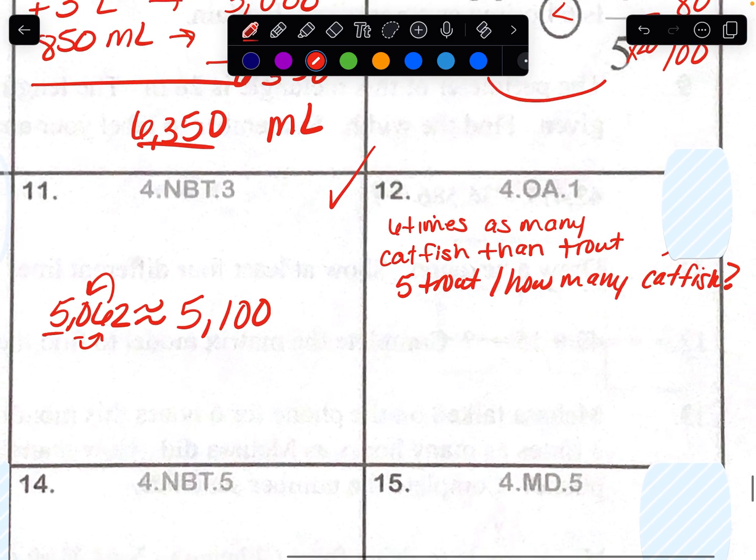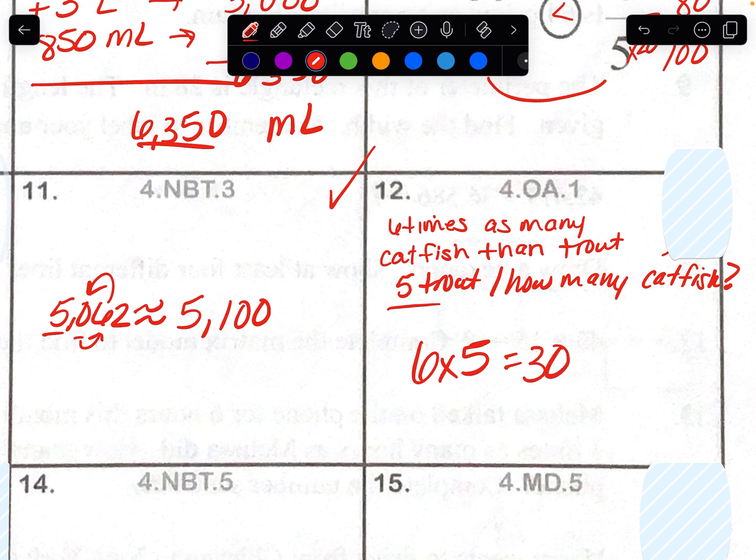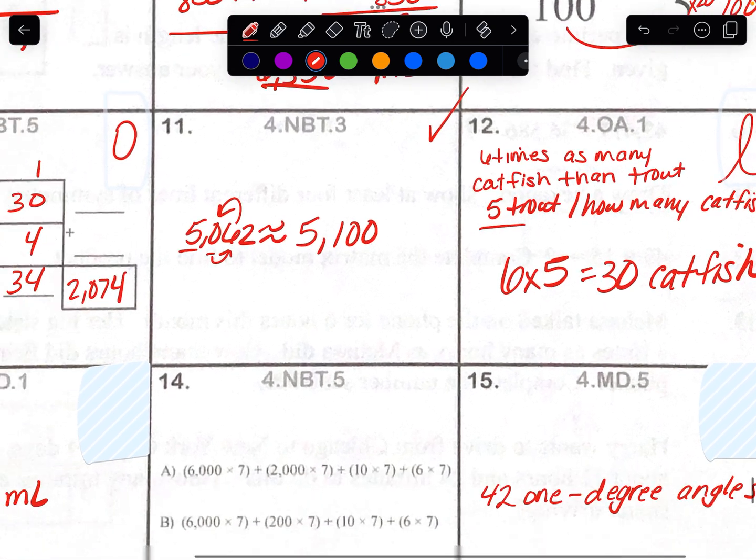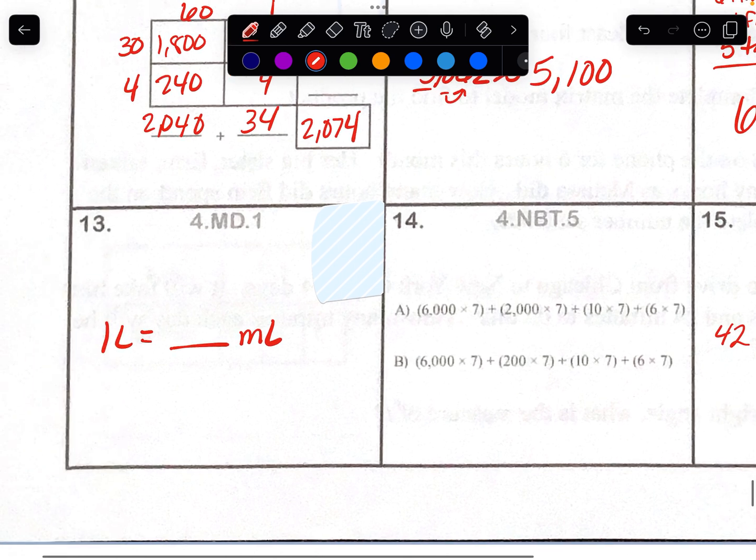All right, number 12, we were talking about some catfish. 6 times as many catfish than trout. There are 5 trout. How many catfish? This is 6 times 5, which is 30. 30 catfish. Secret letter is an L.